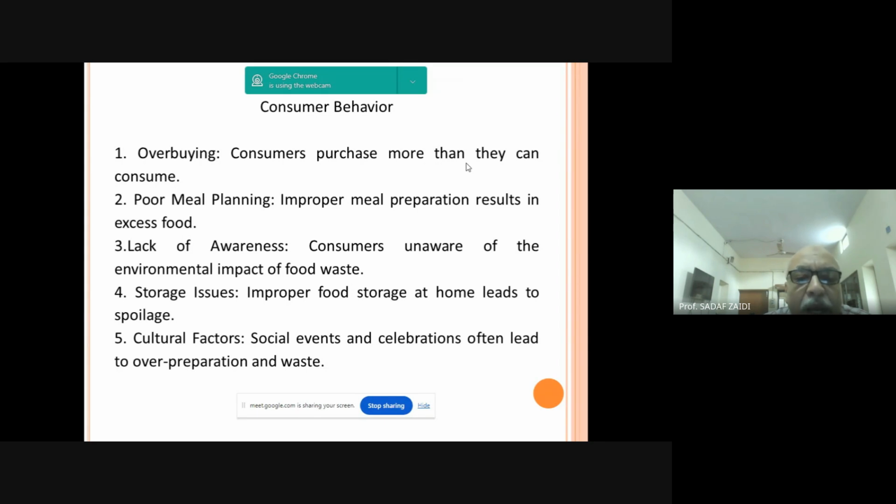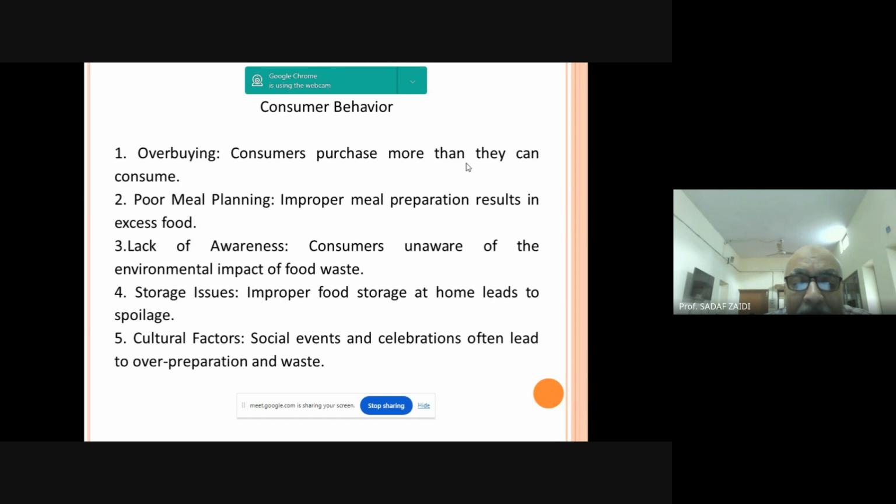फिर दूसरे, हमें जो है we are unaware of the problem that we are creating. Lack of awareness है about the environmental impact of food waste. फिर स्टोरेज इश्यूज हैं, हमारे घर में भी प्रॉपर स्टोरेज नहीं होती है, जिसकी वजह से स्पॉइलेज है.